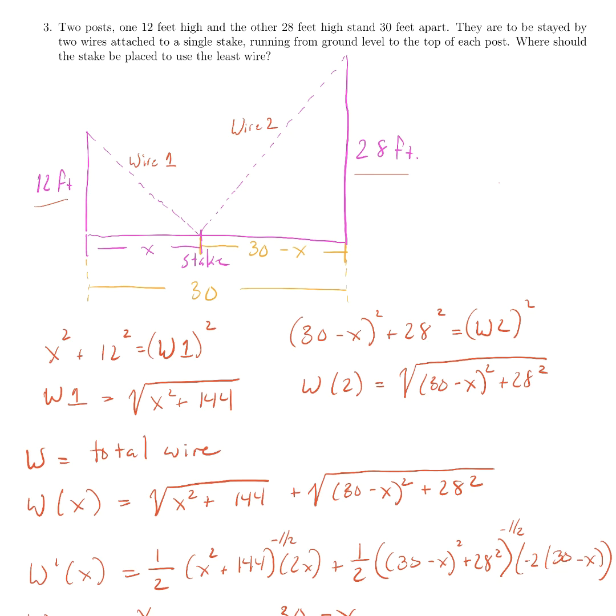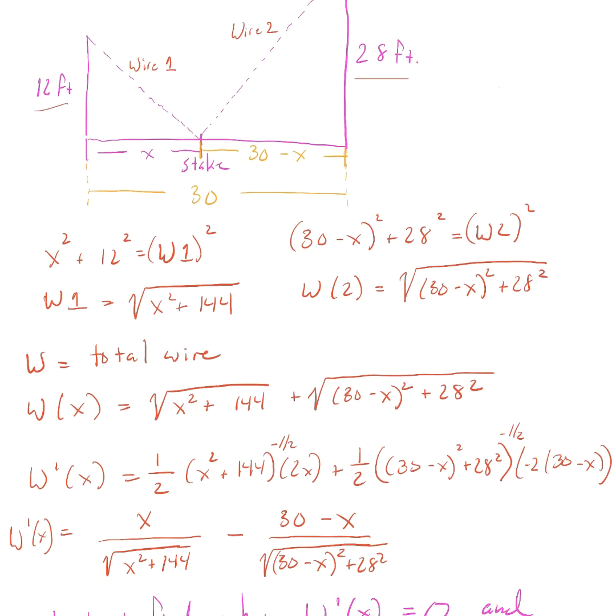I know the distance between the posts is 30. So I just chose to call this first distance from the shorter post to the stake x. Could have called it anything or either side, but that leaves this other distance from the stake to the longer post. Well, it's got to be whatever's left from the 30 when we take away the x. And then I called those things wire 1 and wire 2. And we want to minimize the distance. We want to find the least wire. So we want to minimize wire 1 length plus wire 2.